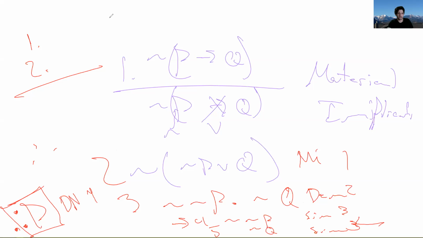So material implication is going to be one of those that's actually pretty important. Okay, now let me just double check.